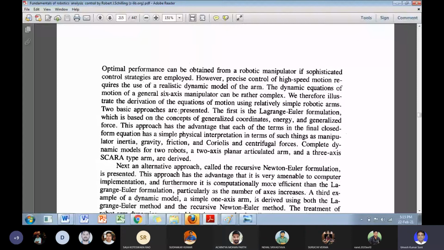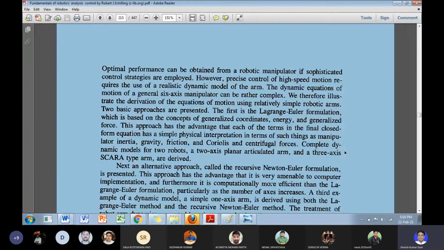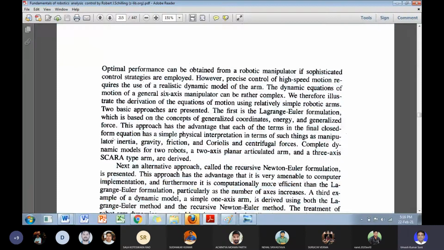Here these are the basic things about how we use the dynamic model of the arms. The dynamic equations of 6 axis manipulators are complex, and so far these Lagrange Euler formulations are used. Another alternative is the recursive Newton Euler formulation, and these formulations include the inertia, gravity, friction, Coriolis force, and centrifugal forces.